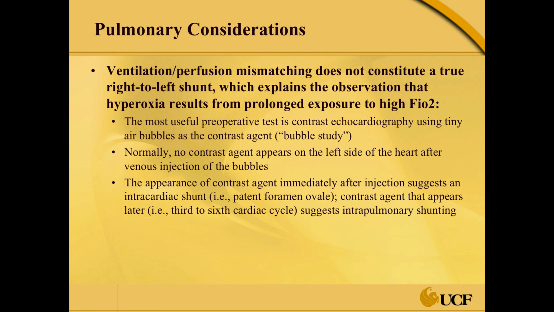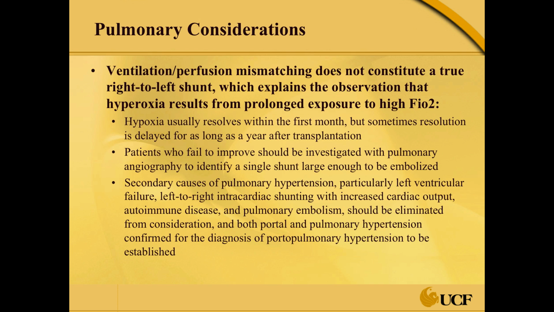So the most useful preoperative test is the bubble study, or the contrast echocardiography. So little tiny air bubbles are basically used as the contrast agent in these particular types of studies. Normally there's no contrast agent which appears on the left side of the heart after a venous injection of the bubbles. If they appear, then we know that there's intracardiac shunting going on. So there might be a patent foramen ovale. Contrast agent that appears later suggests intrapulmonary shunting. Okay, so again, that would be problematic.